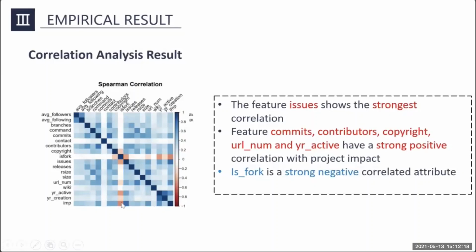Interestingly, the orange color here represents a negative impact. So we can observe that is-fork, this factor, is negatively correlated with project impact. Is-fork here means whether the project is forked from another project. So it seems that the forked projects are less impactful.